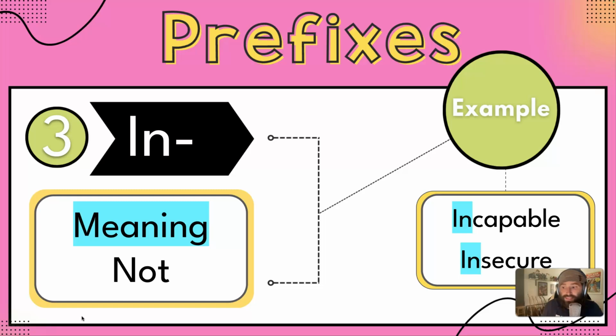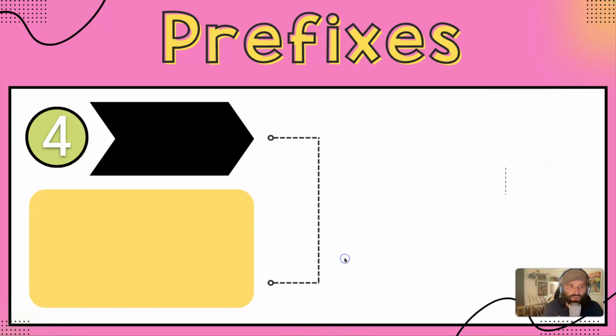You wouldn't say insub, but you can say unsub. So it's just knowing that A, it means not, but B, when to use it. That's what we're trying to learn by doing these word parts.